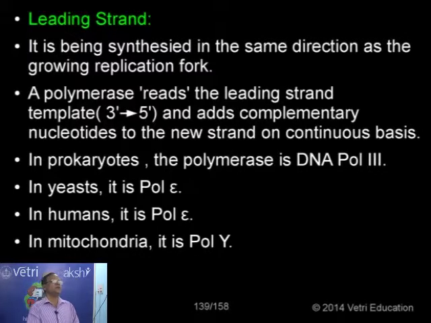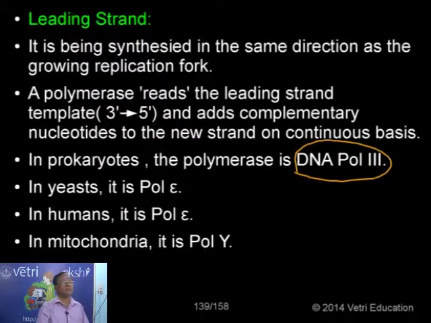What is the type of enzyme that takes part in the synthesis of the leading strand? The enzymes differ in different types of organisms. In the case of prokaryotes, both the leading strand and the lagging strand are synthesized by DNA polymerase 3. DNA polymerase 3 is responsible for the synthesis of both the leading and the lagging strand.